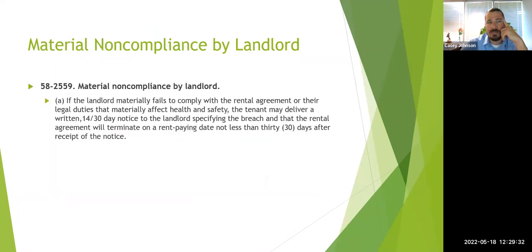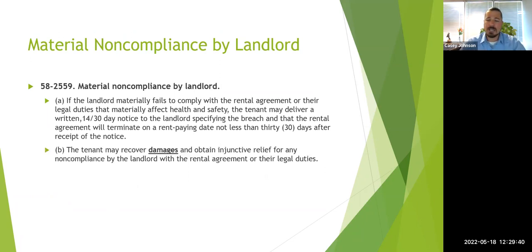So if the landlord materially fails to comply with their duties, you can send them a 1430, which says you have 14 days to fix this issue. If you don't fix it within 14 days, I'm terminating the lease 30 days away. And the tenant's 1430 has to be tied to a rental period. So right now it's the 18th of the month, assuming they pay their rent on the first of the month, since we don't have 30 days before June 1st, the tenant would give 14 days. You have 14 days from today to fix the issue. If not, I'm terminating the rental agreement on July 1st.